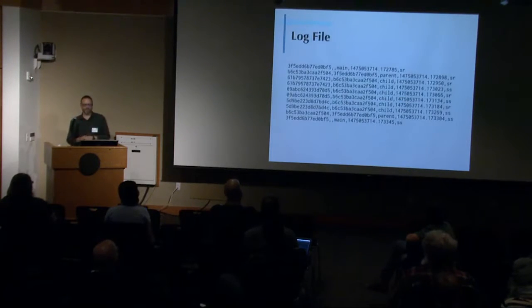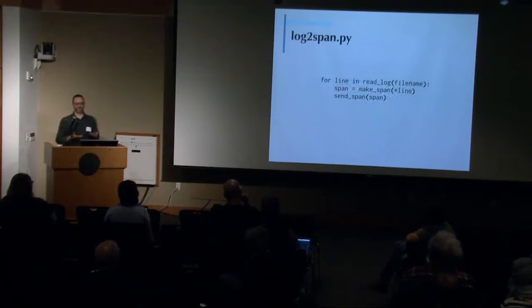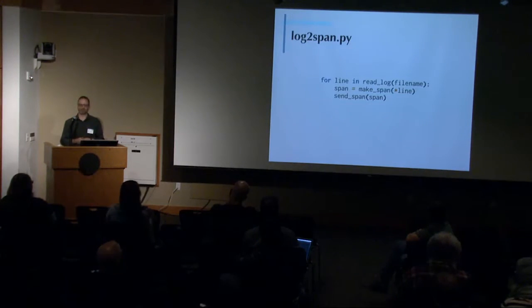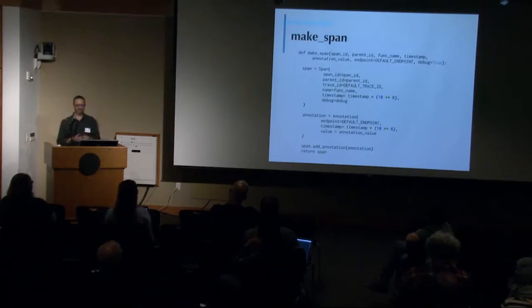And then when you run this, you produce a log file that looks like this, right? Comma-separated values, where you have the span ID, the parent, and all the things that we talked about logging. So then it's really just a matter of converting this into the JSON that Zipkin expects. So I have a log to span program. The essential logic is in here, right? We're going to loop through the CSV file. We're going to submit each line to a make span function, and then we're going to send that span into the Zipkin collector.